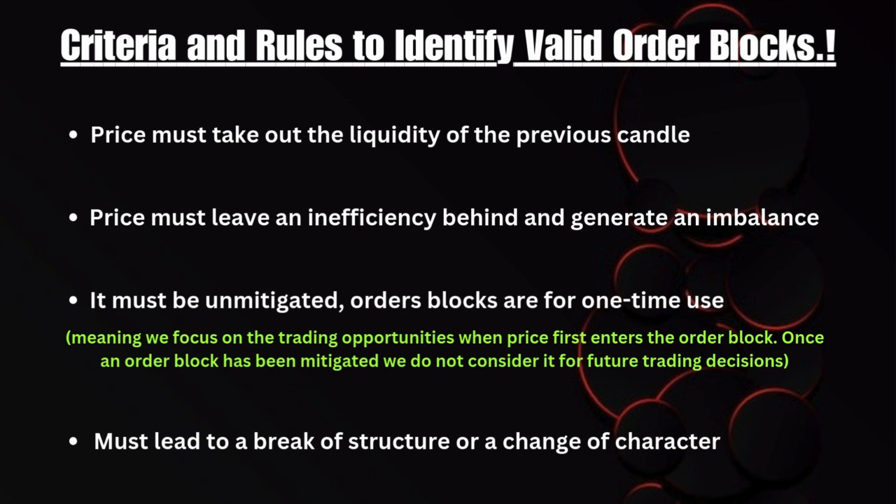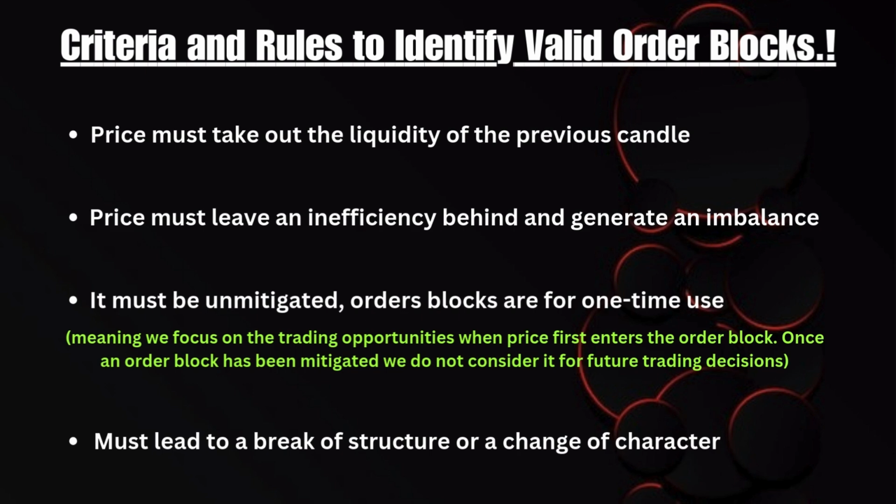1. Price must take out liquidity of the previous candle, be it on the bullish or the bearish side. And 2. Price must leave an inefficiency behind and generate an imbalance. The imbalance we mostly look for is a fair value gap. And 3. Price must be unmitigated.